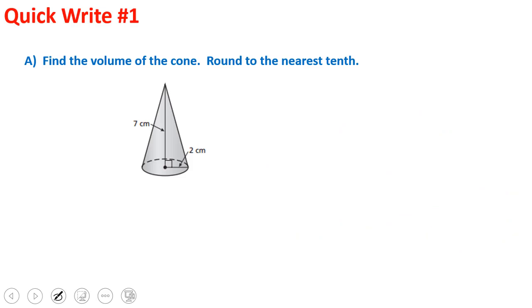Here is our first quick write of the night. Find the volume of the cone, rounding again to the nearest tenth. So in your quick write page, please draw your cone by making that circle, making that height, labeling everything correctly, putting in your height correctly, and labeling. What dimension do they give us here? You label it, you know what it is.